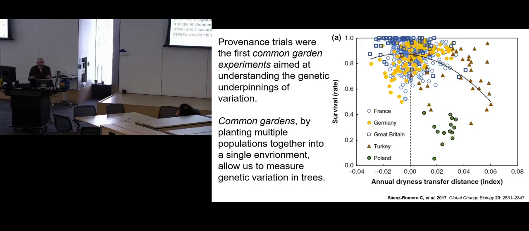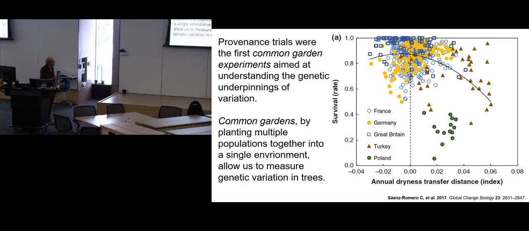Common gardens, by planting these multiple populations together, show us, for instance, that in oaks, what we look at here is the transfer distance, sort of the difference between the source population and the population where it's planted in a common garden, in the difference between annual precipitation and evaporation. And that difference in dryness predicts how well the oaks perform.